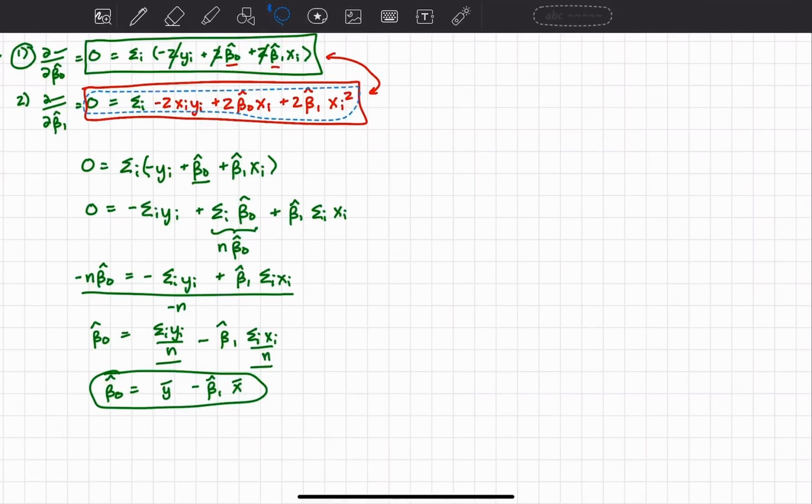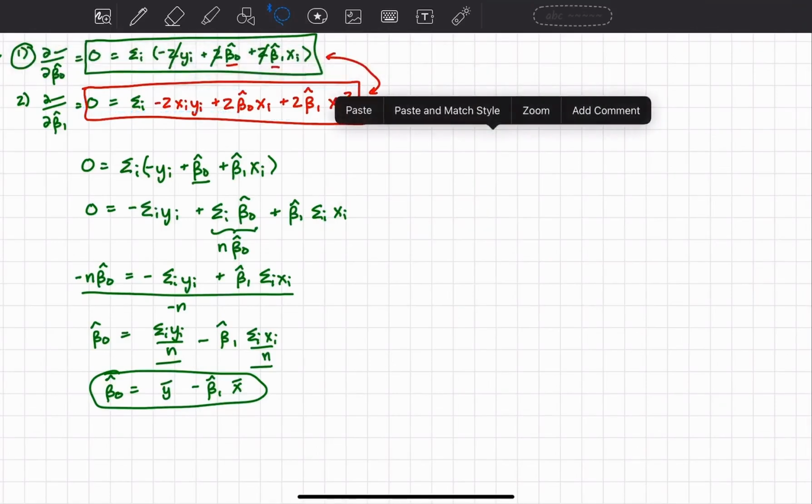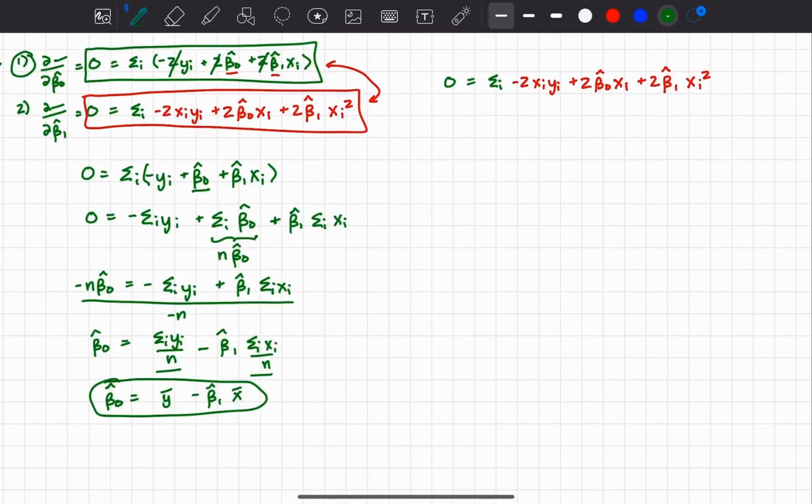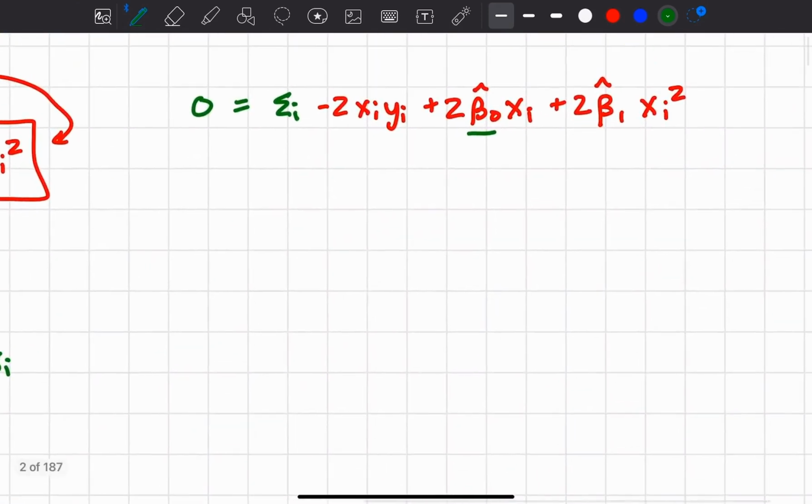Now let's work on this, and we're going to simplify it a little bit. I think we can also probably sub in for beta naught hat here, maybe a little later. First thing, just like before, there's 2's in every term. We can cancel those out by dividing by 2.